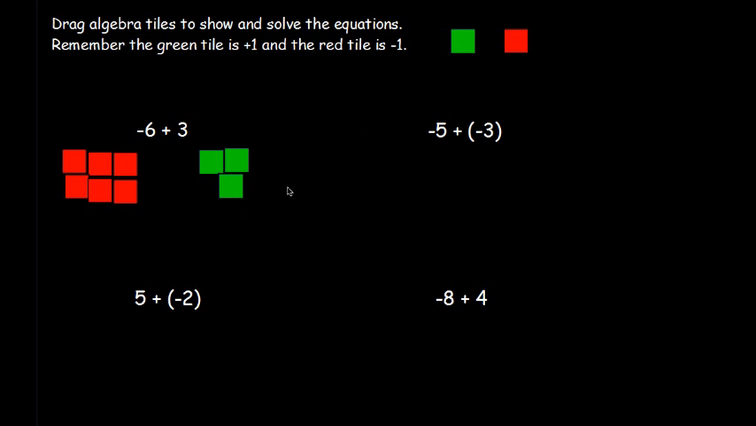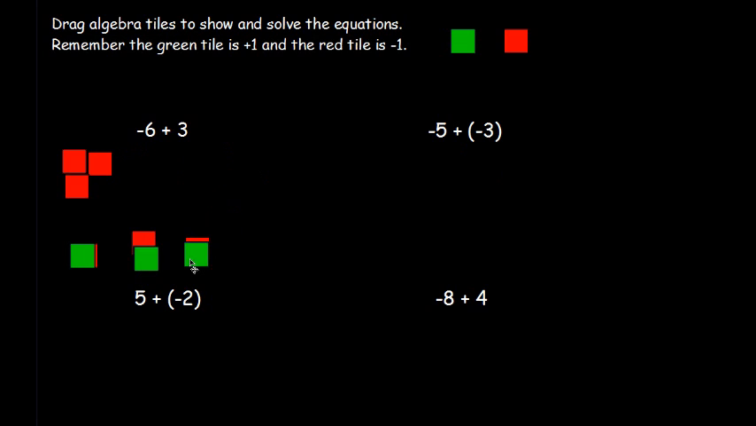Alright, so then it says we want to solve. This says negative 6 plus 3. You should be able to look at this and know that we're going to have a negative answer because I have more negatives here. So I'm going to make my zero pairs, and what I have left is 3 red ones. So 3 red ones represents negative 3.